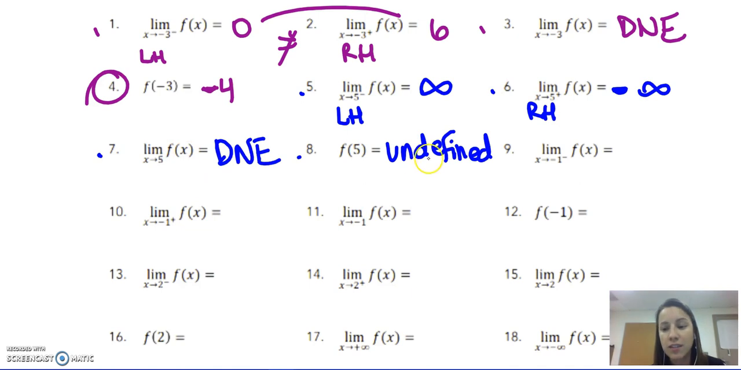Now, the function value is different; you don't write does not exist there, because limits, as Mean Girls tells us, limits do not exist, or there's possibility for that. But at 5, we call that value undefined. There's no definition for that value, and therefore we just say that that's undefined.